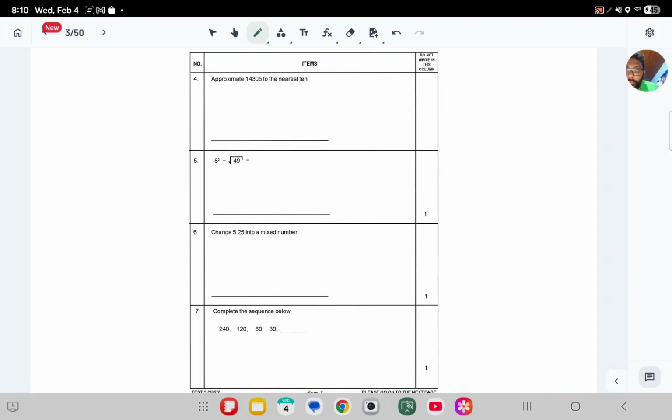Number 4, approximate 14,305 to the nearest 10. Alright, so 14,305 to the nearest 10. So when we round off to the nearest 10, we look at the tens digit and the ones digit. The ones digit is equal to 5, so therefore we add 1 to the tens digit and replace all the numbers on the right hand side with zeros. So this becomes 14,310.